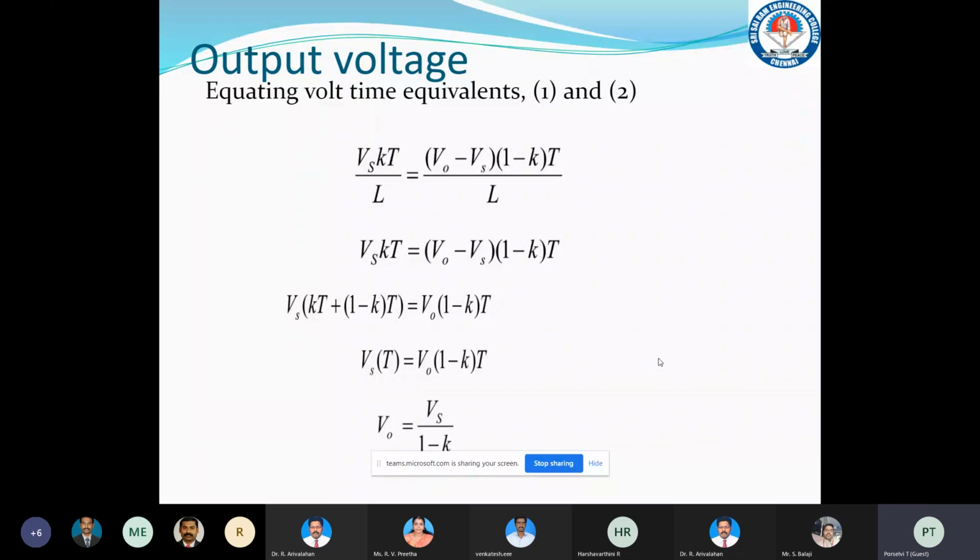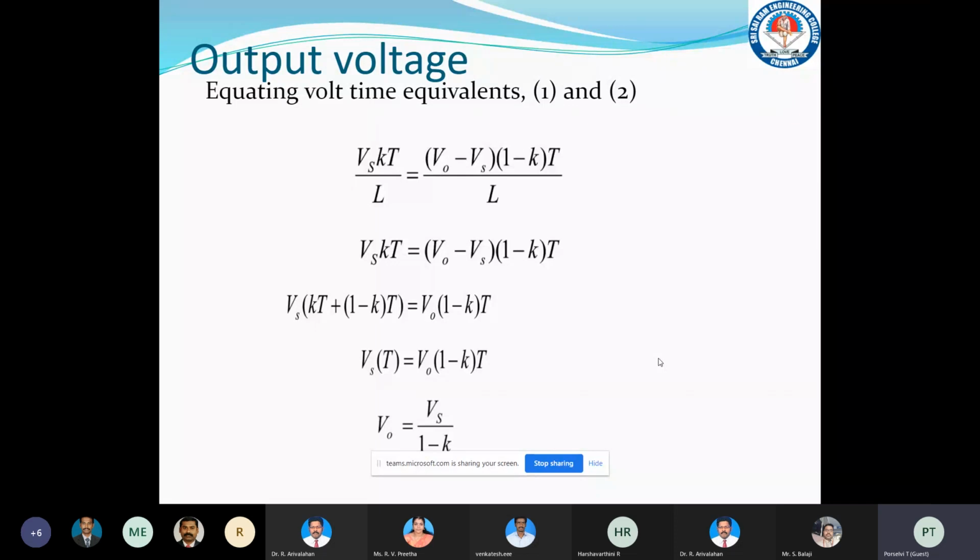From this expression, we can find that when K is equal to 0, V naught will be equal to Vs, and when K is equal to 1, the denominator is going to be 0, so V naught will be equal to infinity. So as the K value is changing from 0 to 1, the V naught can change from Vs to infinity. Which means that we will be able to get an output voltage greater than the input voltage, and as K is equal to 1, we get infinity.